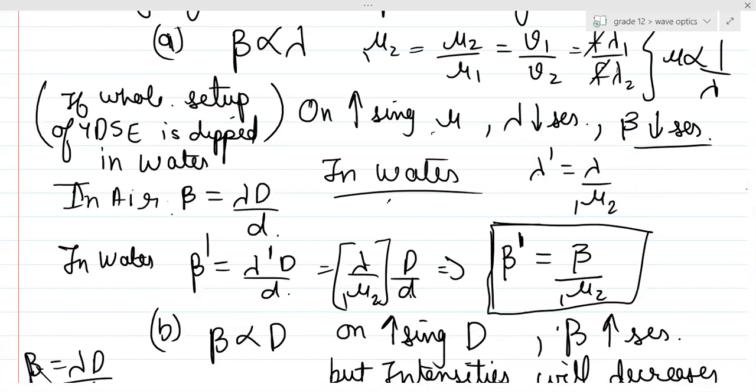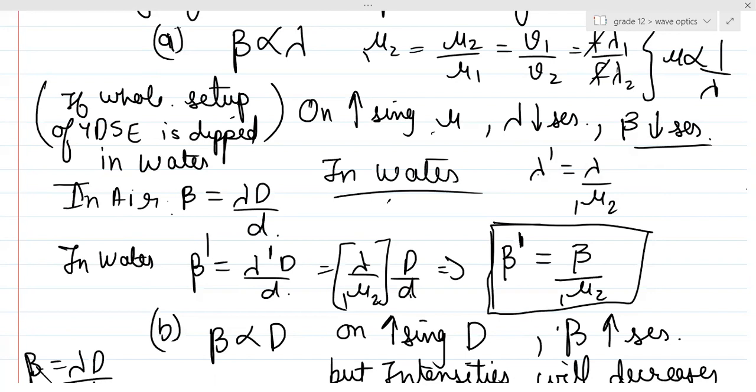One more thing. If I perform YDSE with red light and if I perform YDSE with violet light, tell me in which case will you get more fringe width? A normal oral question. In red light, will the fringe width be more, or in violet light? In red light, right? Because the wavelength of red color is more, so beta will also be more. Clear?